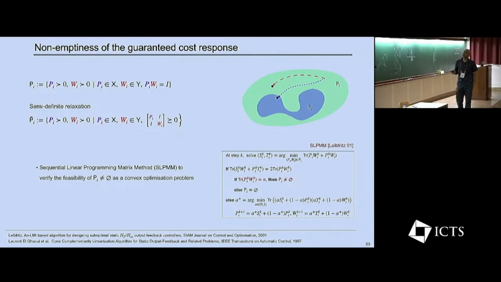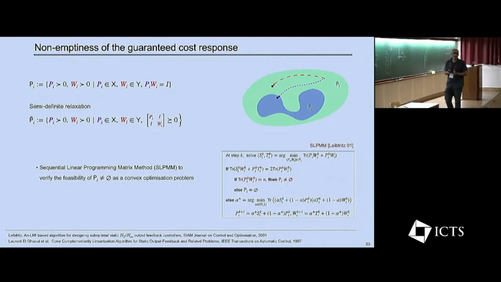And this set is a convex set. Notice that this set Pi is characterized by the condition that all the elements satisfy that the trace of this product is equal to n. So now I can search in this set Pi bar for elements which satisfy the condition that the trace is equal to n. But trace minimization is again a non-convex problem.